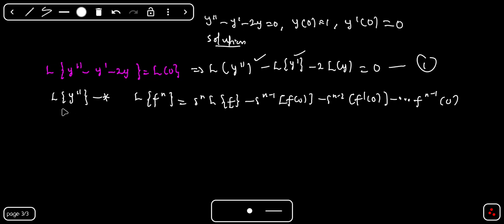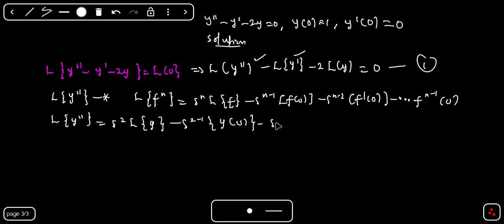Okay, so in this case n is equal to 2, so the Laplace transform of y'' will be equal to s^2 multiplied by the Laplace transform of y, then minus s^(2-1) multiplied by y(0), then minus s^(2-2) multiplied by y'(0).